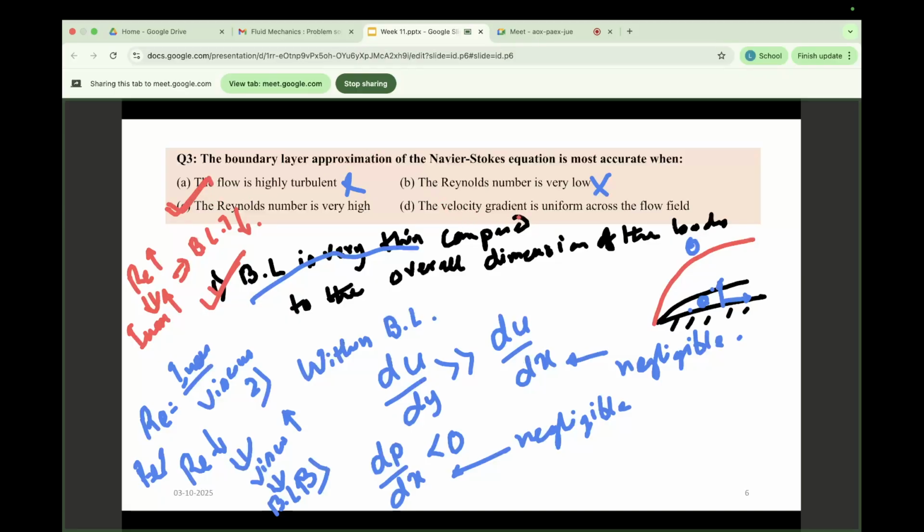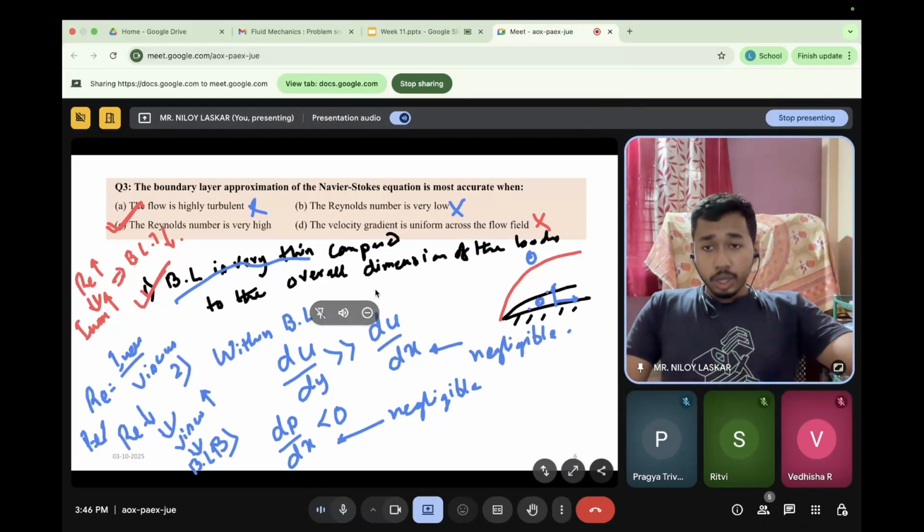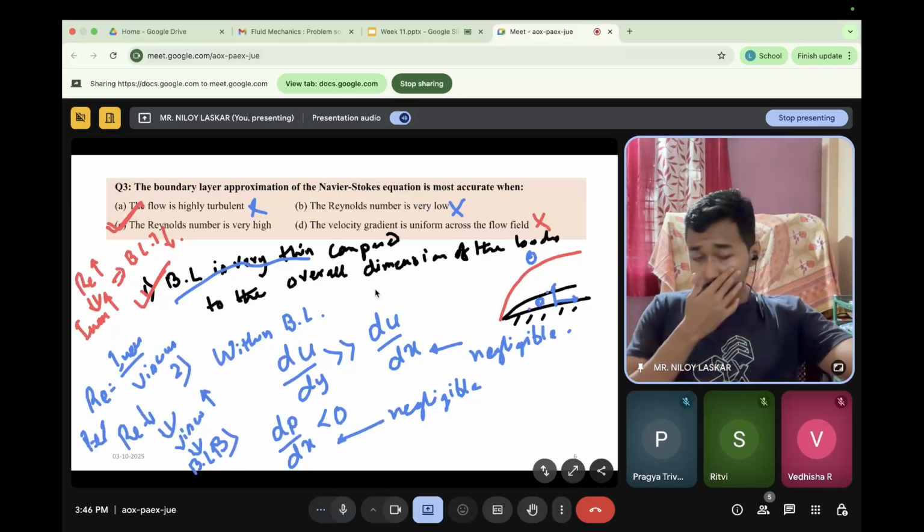And coming to the velocity gradient being uniform across the flow field, that is not correct, because as I have said, in the y direction the velocity gradient is quite high compared to that in the x direction. So that's why this is also not correct. Do you understand this concept? Please let me know. Any confusion regarding this? A very low Reynolds number doesn't hold good for this question. Is it clear?